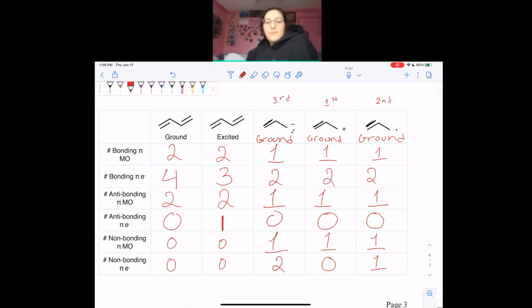How many bonding electrons do we have in the excited state? 2. Yes. How many non-bonding electrons do we have in the excited state? Only 1. Yep. How many anti-bonding do we have in the excited state? 1. Perfect. You guys got this. Yay.